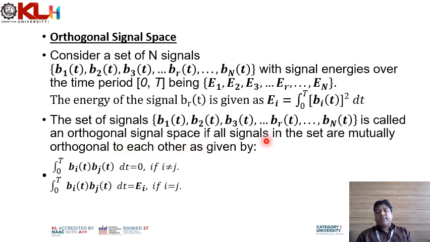These set of signals b1, b2, b3, and so on till bn are called an orthogonal signal space if all the signals in the set are mutually orthogonal to each other, which means that the integral 0 to T of bi(t) bj(t) dt is equal to 0 if i is not equal to j, and the integral of bi(t) bj(t) dt will be Ei if i is equal to j.